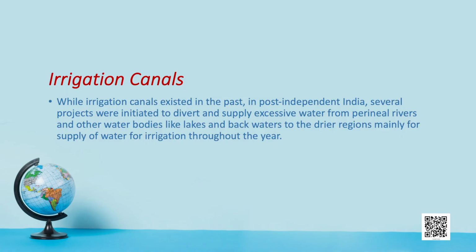The second most important technique adopted is irrigation canals. While irrigation canals existed in the past, in post-independent India, several projects were initiated to divert and supply excess water from perennial rivers and other water bodies like lakes and backwaters to the drier regions, mainly for supply of water for irrigation throughout the year.